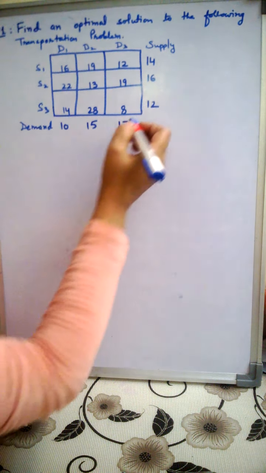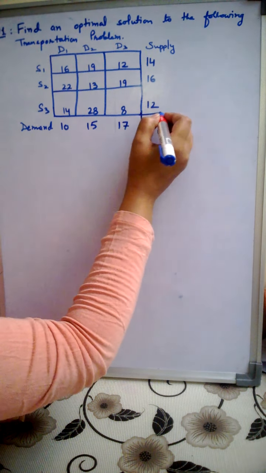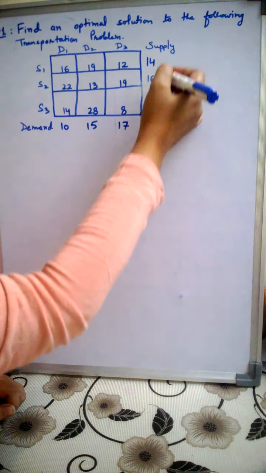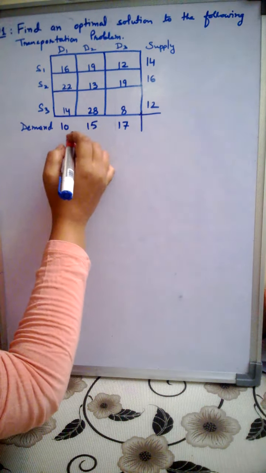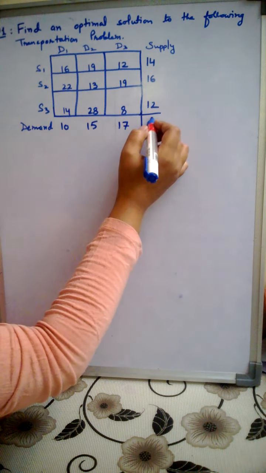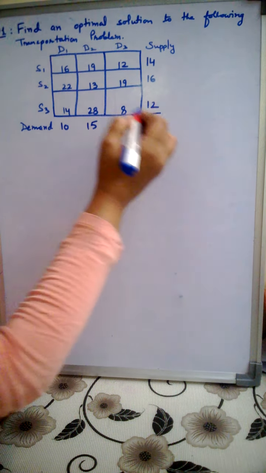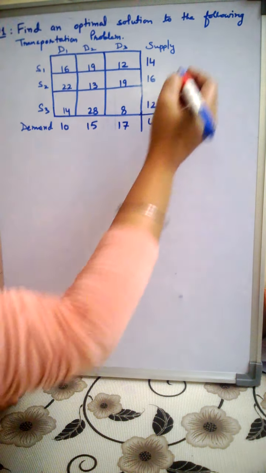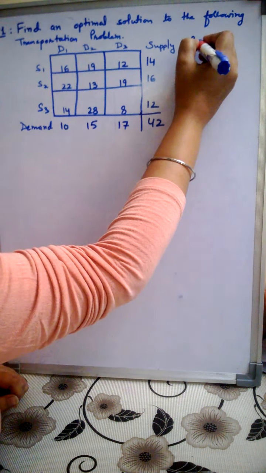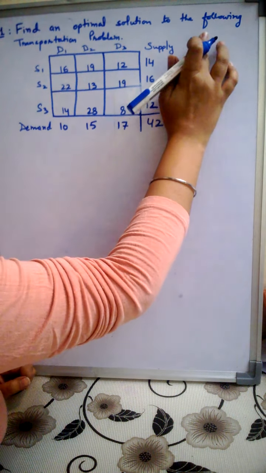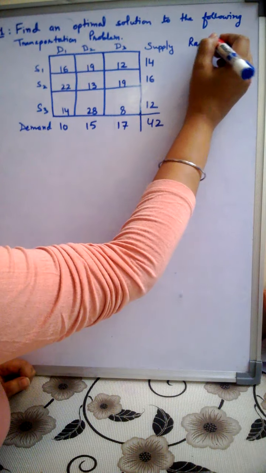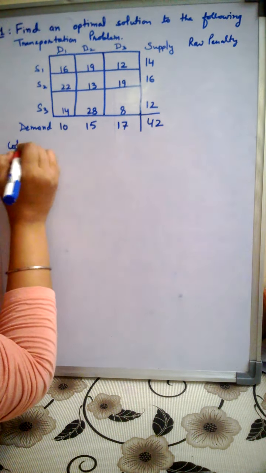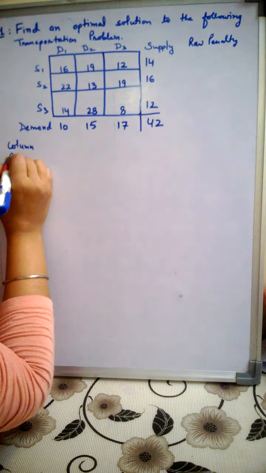So this question is given. First we need to check whether this is a balanced problem or not. Total supply is 42 and total demand is also 42, so it is a balanced problem. Now in order to solve this question by Vogel's method, we need to find out the row penalty, and corresponding to columns we find out the column penalty.